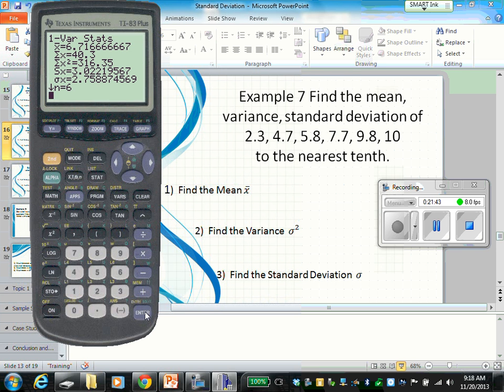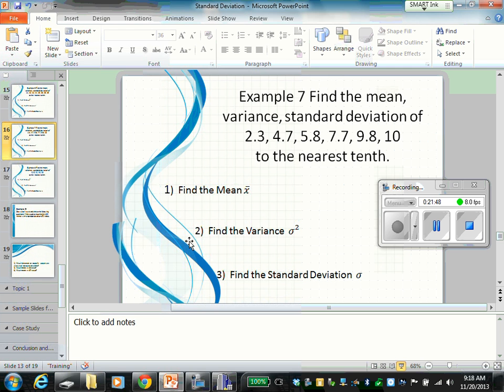The one at the bottom, which is 2.8. So we have 6.7 for our mean, 2.8 is our standard deviation. How can I find the variance? Square 2.8, which would be 7.84.